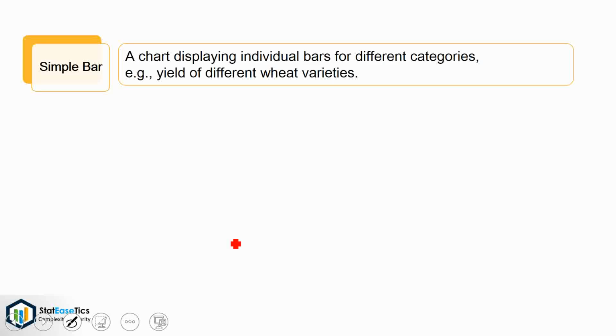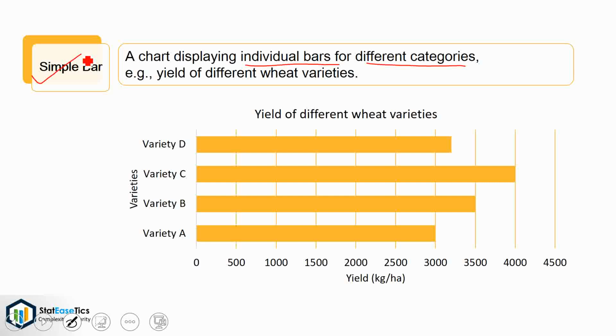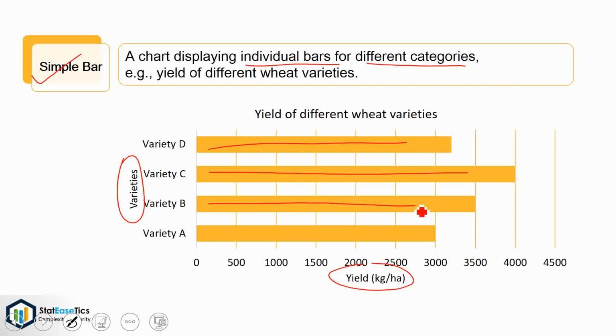A chart displaying individual bars of different categories is called a simple bar chart. Here, the simple bar chart of yield versus varieties is shown. In bar chart, the bars are horizontal in nature, whereas if the bars are vertical in nature, then it is called column chart.